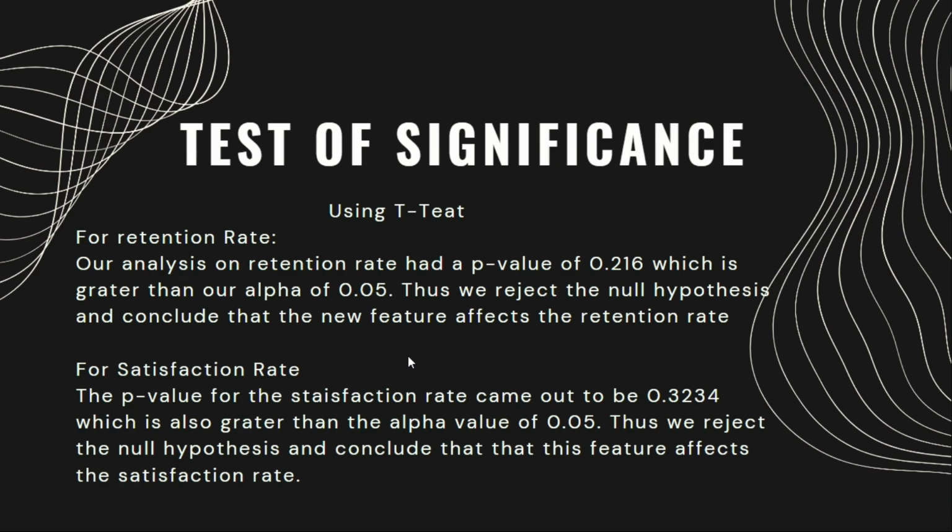For the retention rate, we discovered that it had a p-value of 0.216, which is greater than our alpha of 0.05. Thus, we are rejecting the null hypothesis and conclude that this new feature has an effect on retention rate. Also, the satisfaction rate had a p-value of 0.3234, which is also greater than our alpha of 0.05. Thus, we also reject the null hypothesis and conclude that this new feature has an effect on satisfaction rate.